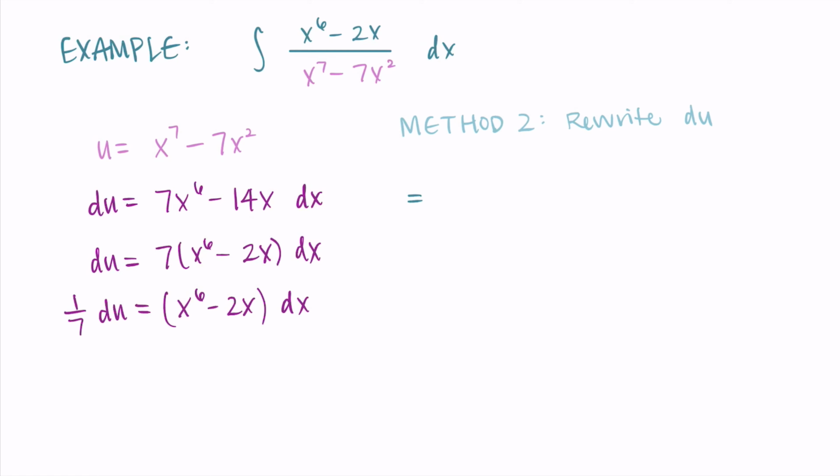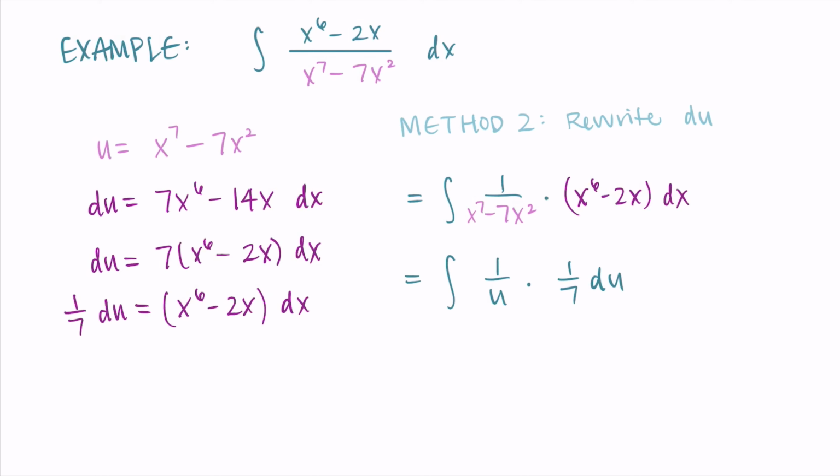So I'm going to rewrite our starting integral as taking the numerator outside of that fraction. So I have 1 over x to the 7th minus 7x squared times x to the 6th minus 2x dx. Now, that x to the 6th minus 2x dx, I have just written that that is equal to 1/7 du. So I'm going to replace it with 1/7 du, and then do my regular substitution for u as well. So I'm getting the integral of 1 over u times 1/7 du.